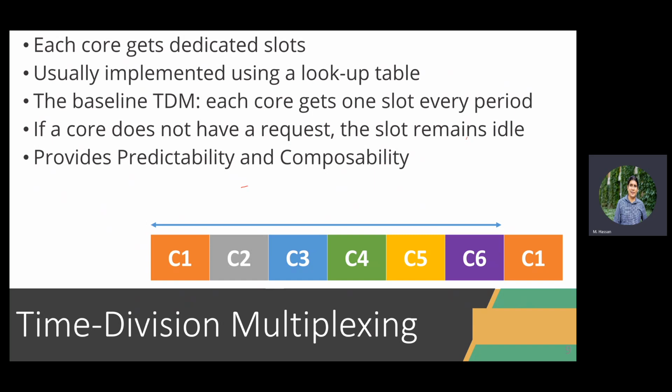So why is it composable? Because in TDM, if a core does not have a request in a slot, the slot remains idle. No one is using it. Why is this feature here? To ensure composability. My delays as a core will not be impacted by whether other cores have requests or not. Because whether they have requests or they don't, their slots are idle anyway. So I have to wait for my delay anyway, which means my latency is equal to my worst case latency, equal to 60 cycles all the time, right? Good.